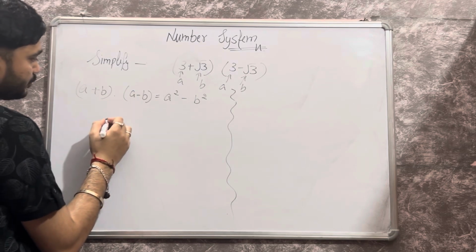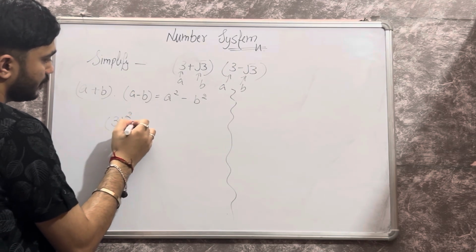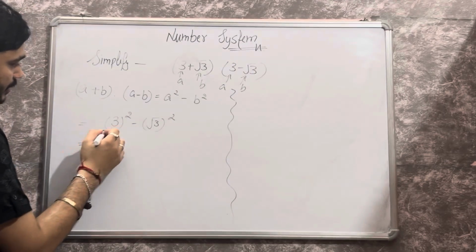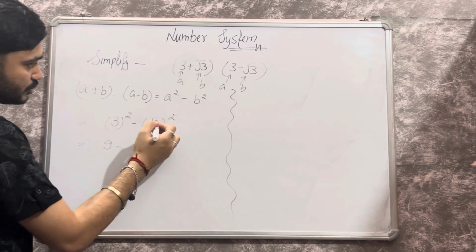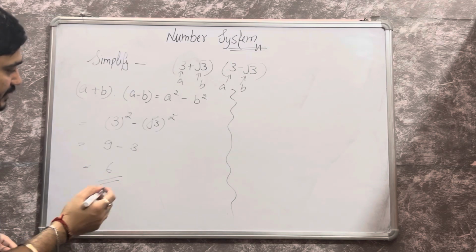So let us apply this property, that is A square minus B square. We are going to get 3 square, that is 9, minus under root 3 squared is 3, because you are going to cut the square with the under root. So you will get the answer 6 here. Any doubt?